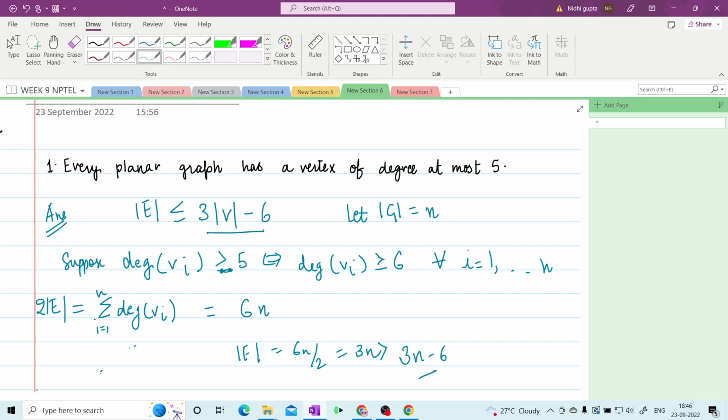But this was an upper bound for the number of edges. This cannot happen, a contradiction. So we see there exists Vi of degree at most 5.